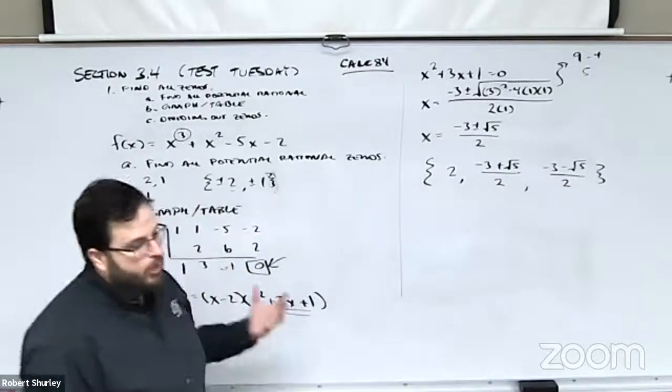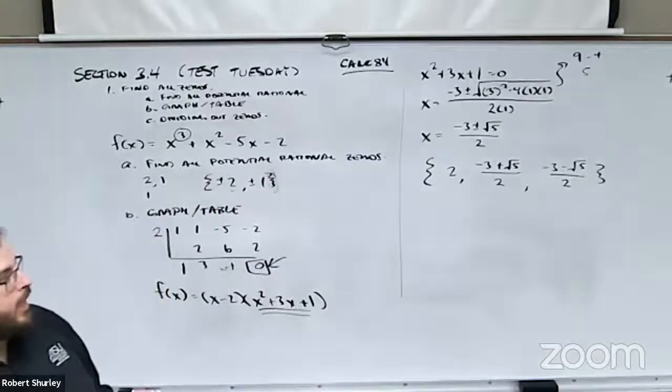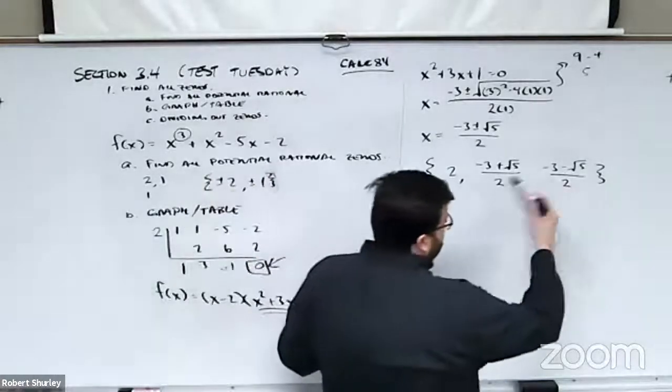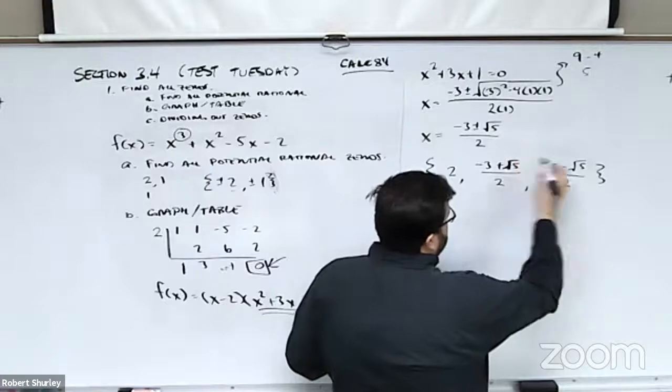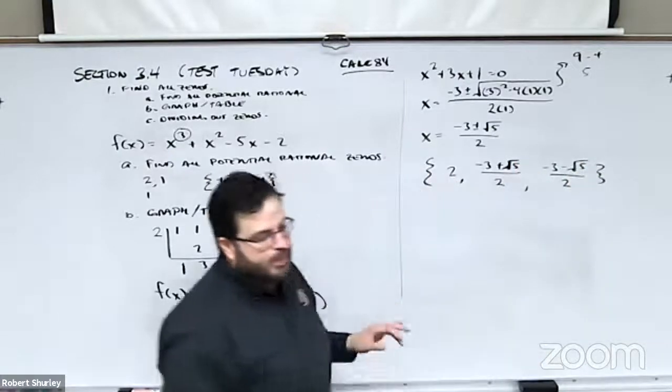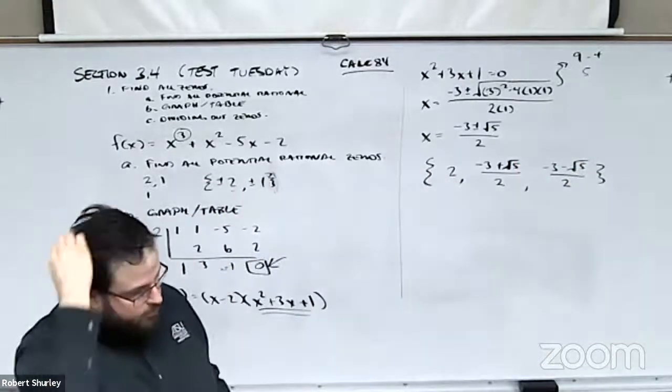That's what I was talking about earlier when I said irrational. This is an irrational zero because it's got the square root here. It doesn't go away. That means it's an irrational zero. It's two irrational zeros.